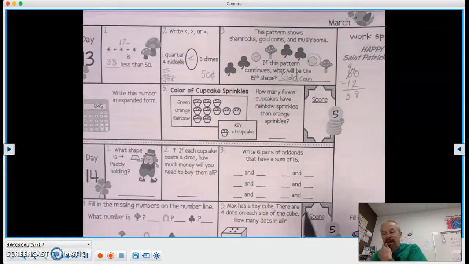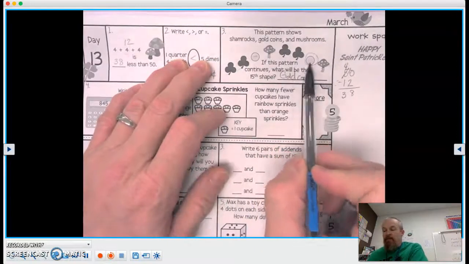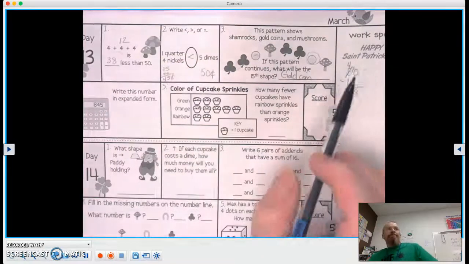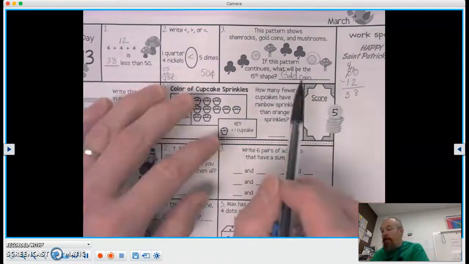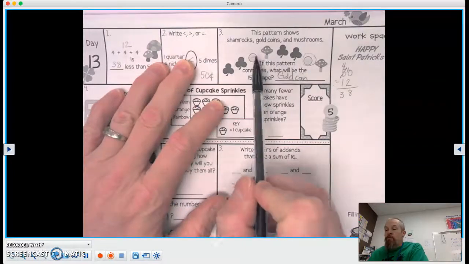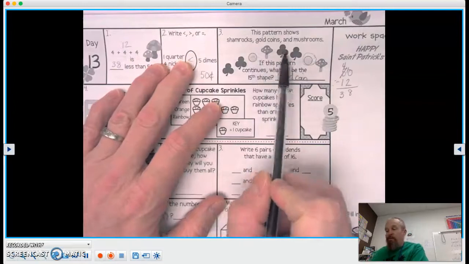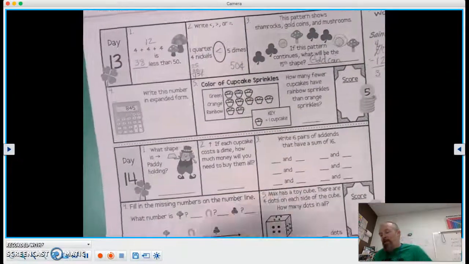So did you see how we did that? So we got A, B, C, A, B, C, A, B, C, A, B, C. It's almost like a little song. Ba-dum, ba-doom, ba-dum, ba-doom. Anyways, 1, 2, 3, 4, 5, 6, 7, 8, 9, 10, 11, 12, 13, 14, 15th shape, gold coin. All right.